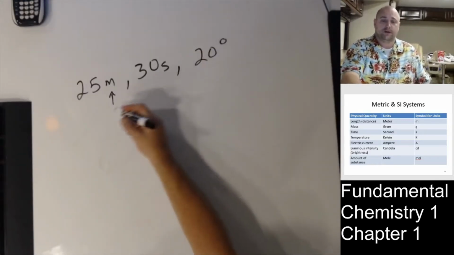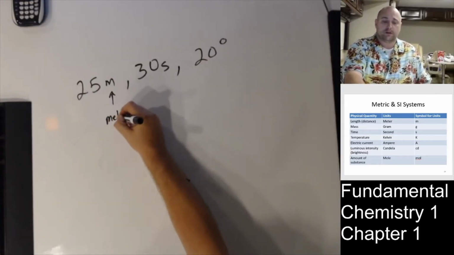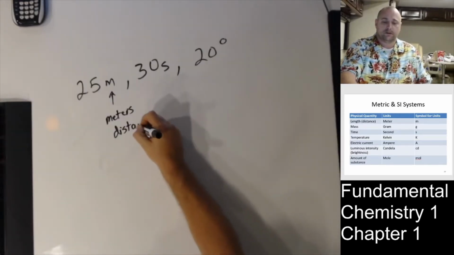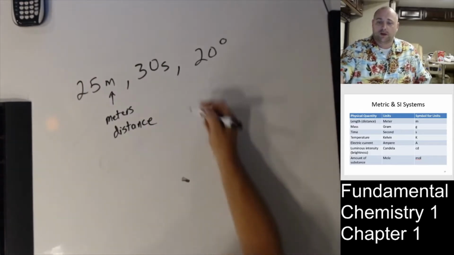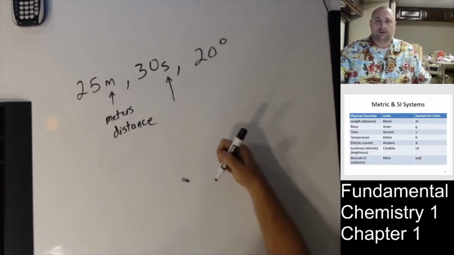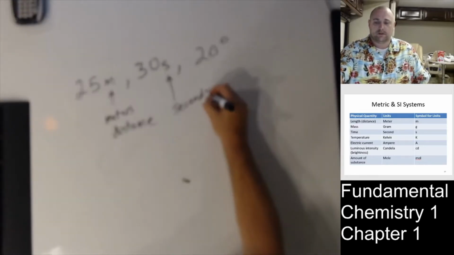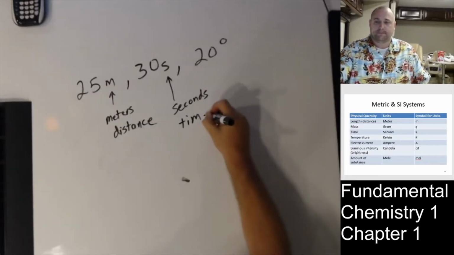So when this is a lowercase m, this is meters, and it's telling me distance. And when I see something that has an S, that's seconds, and it's telling me time.